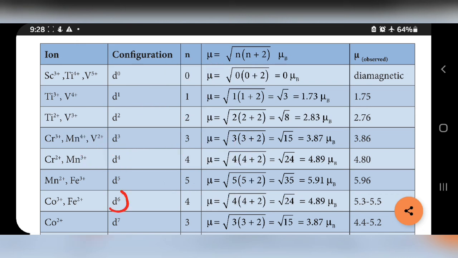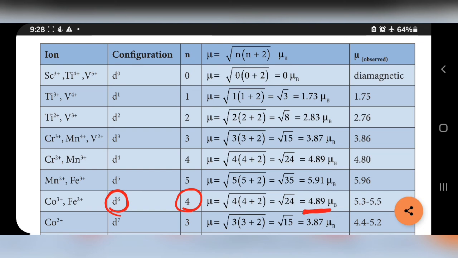That will be given here. For D6 it contains 4 unpaired electrons. So n is equal to 4. So root n into n plus 2, that is 4 into 4 plus 2, that is root 24. Root 25 means 5. Root 24 means less than 5, that is 4.89 Bohr magneton. Like that, we can calculate the remaining also. With this table, magnetic property over.